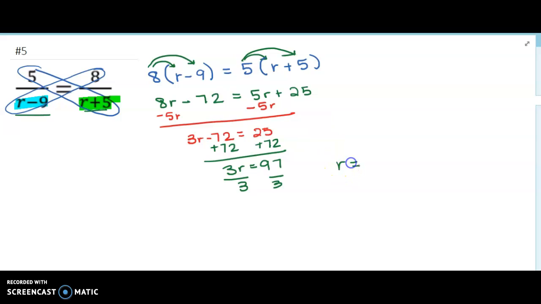So you could either have r equals 97 divided by 3, which I prefer. If you put that into the calculator, it's 32.333 or 32 and a third, but this is the way I prefer it.